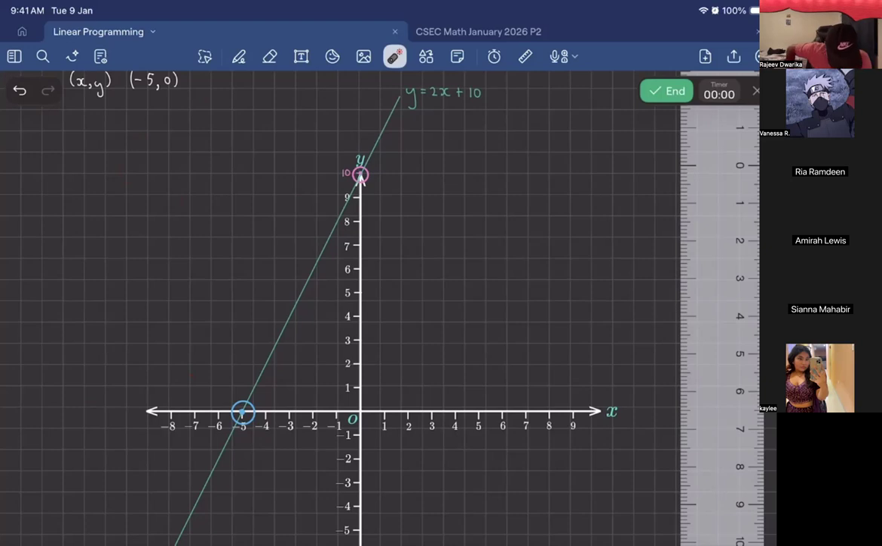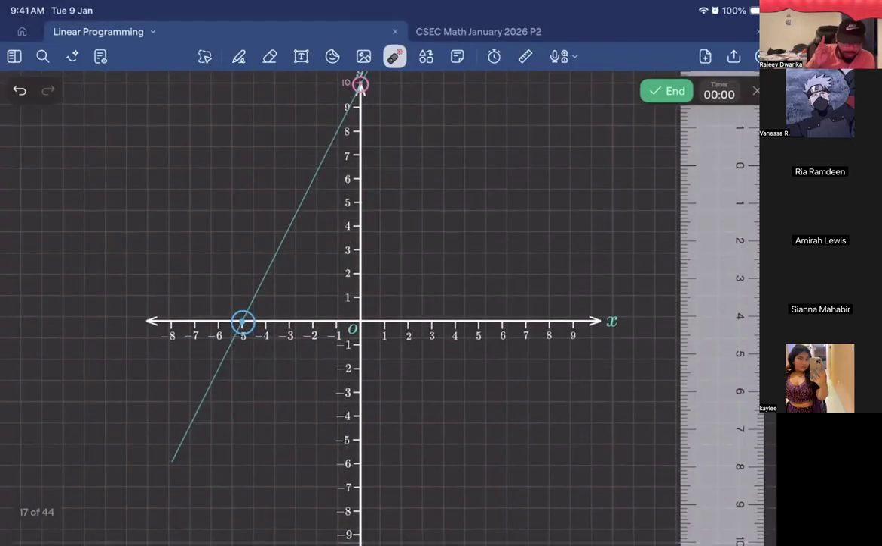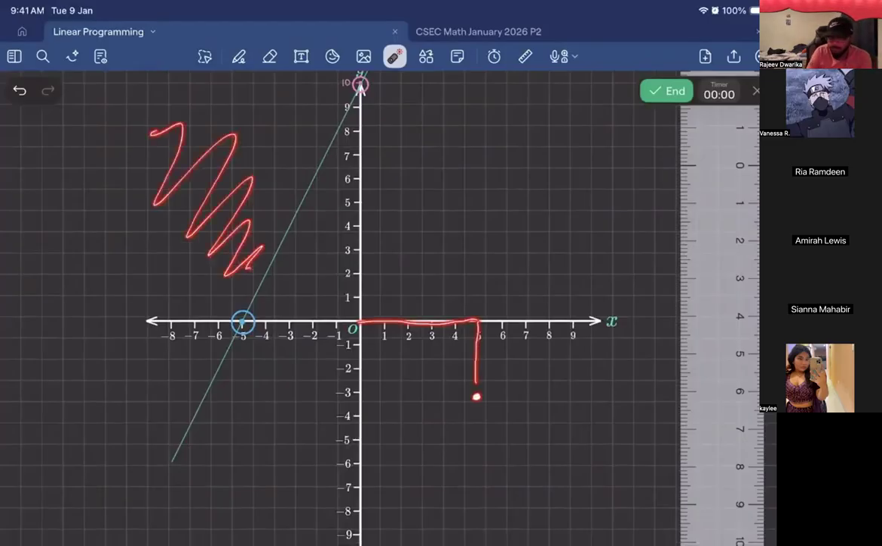5 and -3. Say that again. 5 and -3. Okay, if you tell me 5 and -3, watch. I'm going to listen to the instructions, right? So 5 and then -3. Is that point in this region?